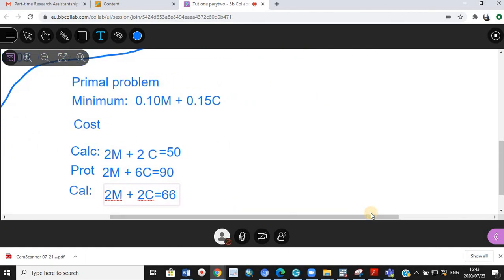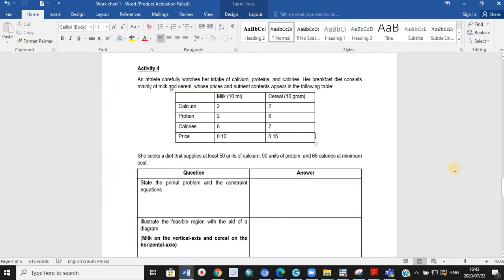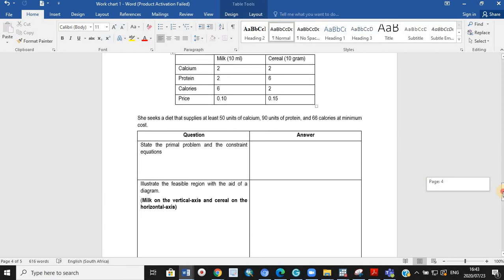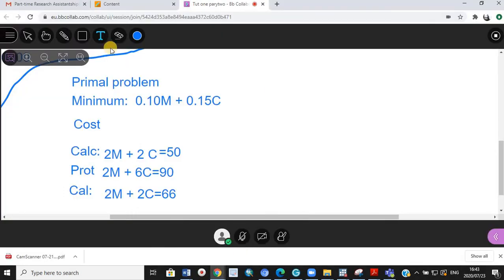So I think we're done. Let's see. I'm not done yet. The question goes on. It says, illustrate the feasible region with the aid of a diagram. It's the same as we did in the previous exercise, right? And you should label it accordingly. Okay, I will just do this.